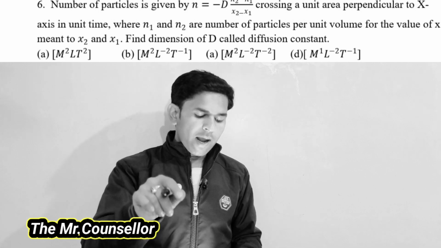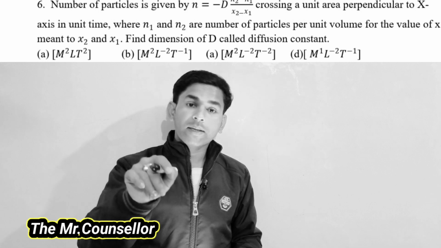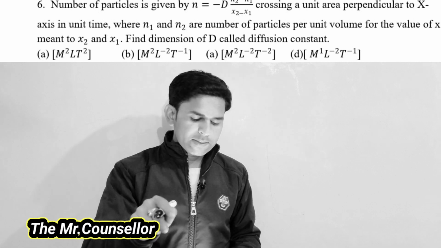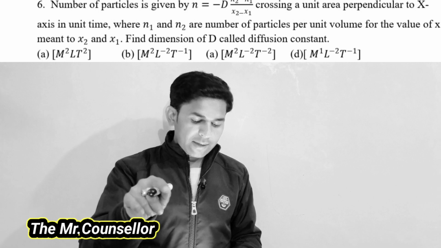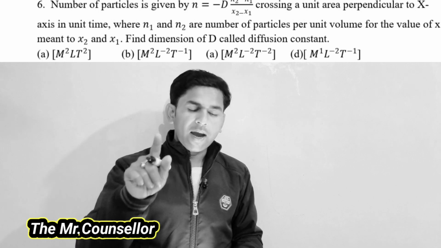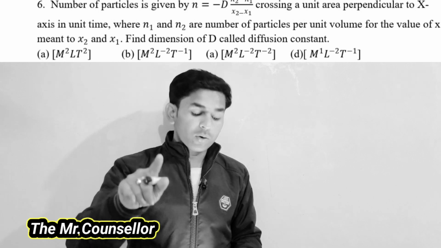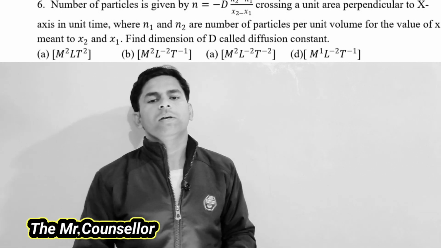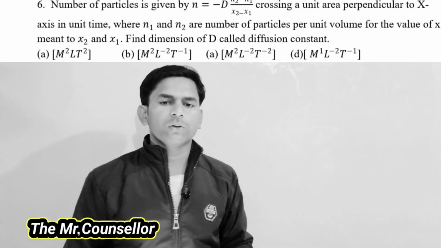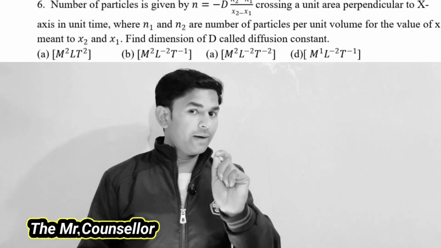Option B is M⁰L²T⁻⁴. Option C is M⁰LT⁻³. And option D is M⁰L²T⁻¹. This is a very important question, so please focus very hard.